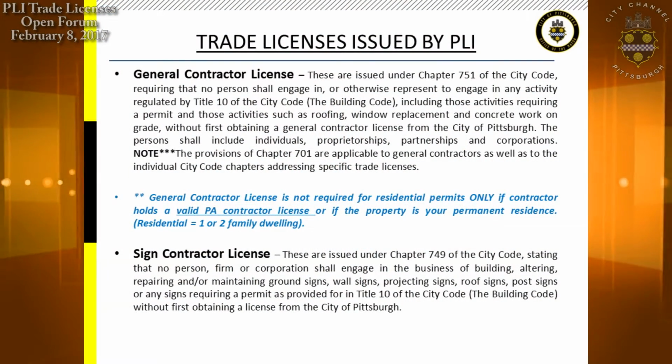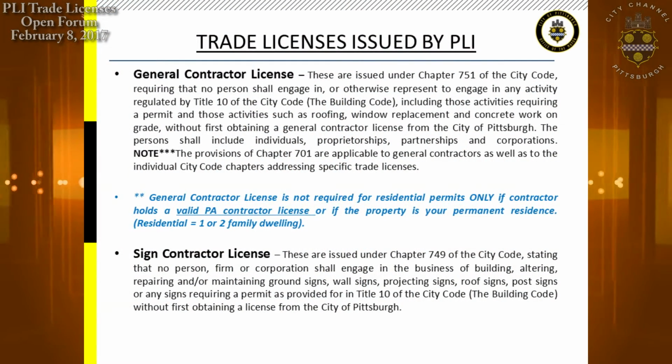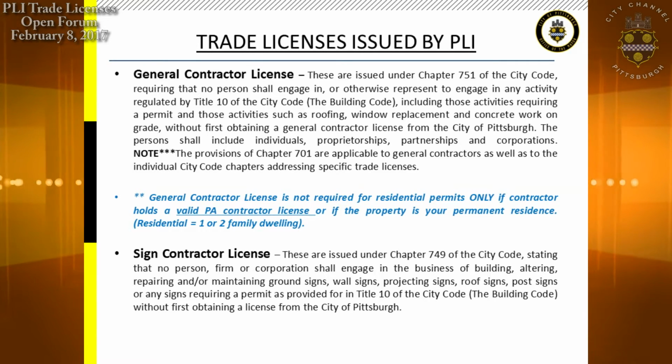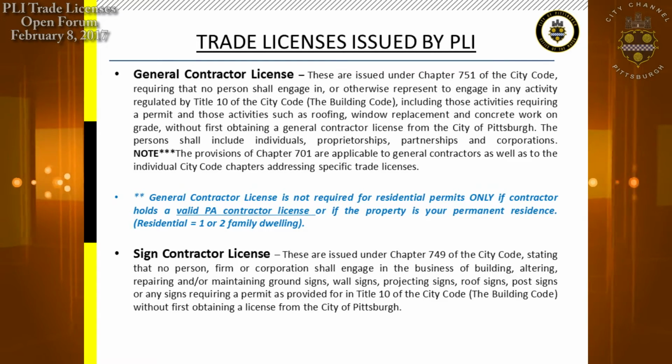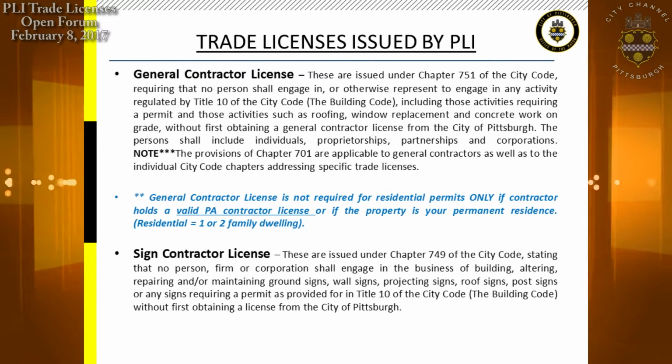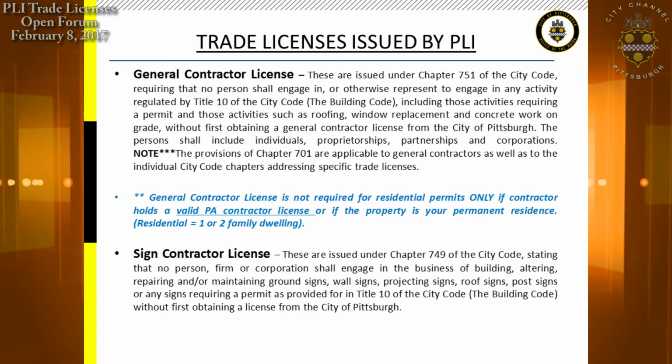For sign contractors, this is ruled by Chapter 749 of the City Code. It states no person, firm, or corporation shall engage in the business of building, altering, repairing, maintaining ground signs, wall signs, projecting signs, roof signs, post signs, or any kind of signs for that matter. A lot of people call us to ask if the size of the signs matters. It really matters what type of sign you are actually putting out there. Again, this is specific in our code and also on our website. Everyone who wants to put in a permit for a sign for the first time needs to acquire a license. We also have a maintenance license for the actual sign that gets renewed on a yearly basis.